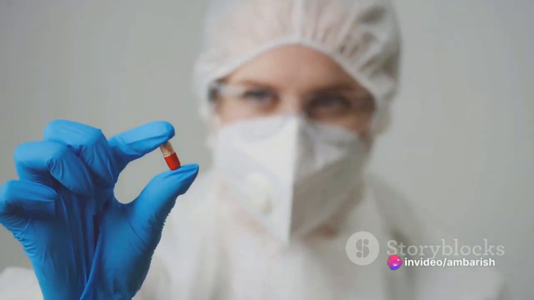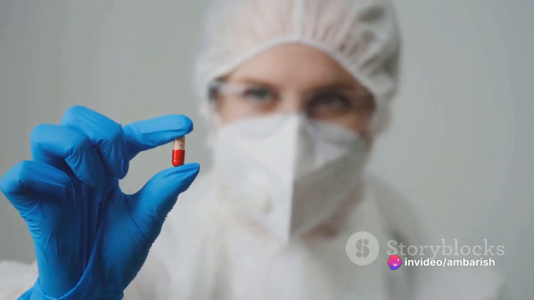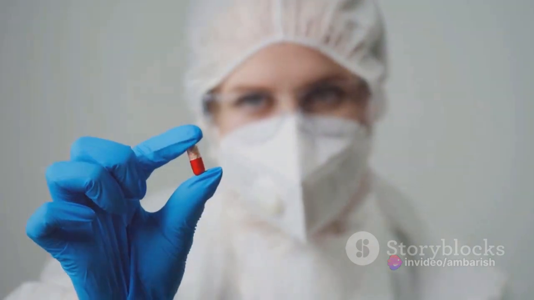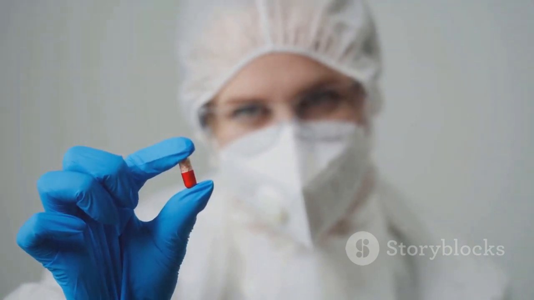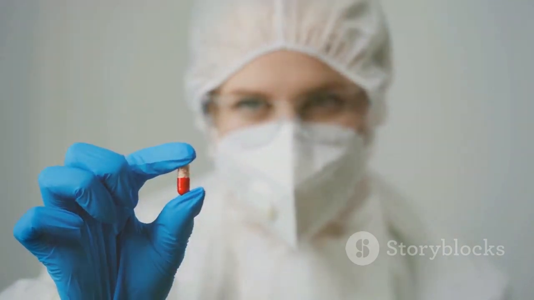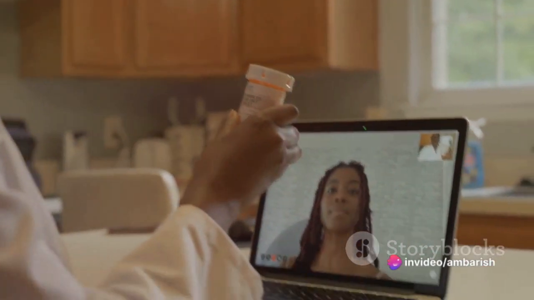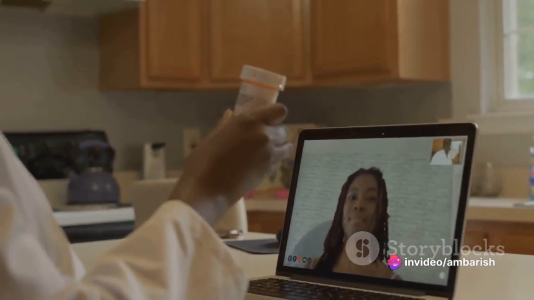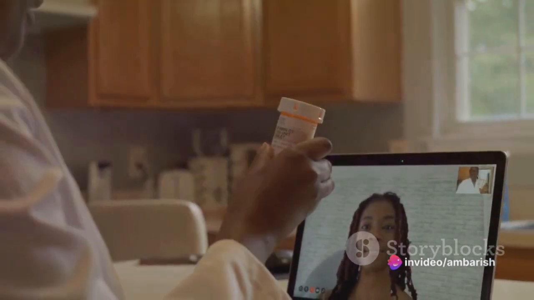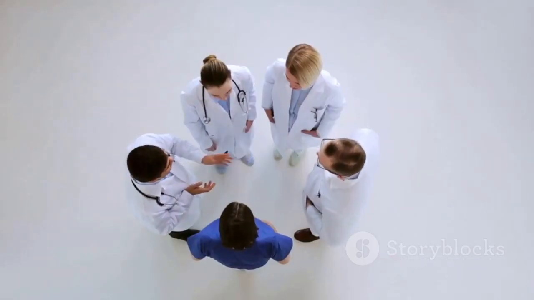Importantly, ART also plays a preventive role. It reduces the amount of virus in the body to such low levels that it can't be passed on, a concept known as treatment as prevention. This means people who take ART as prescribed and achieve and maintain an undetectable viral load have effectively no risk of transmitting HIV to their HIV-negative partners.